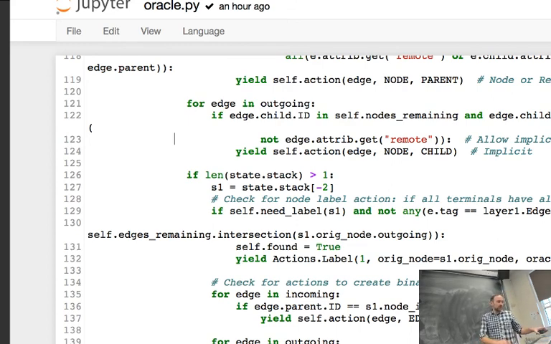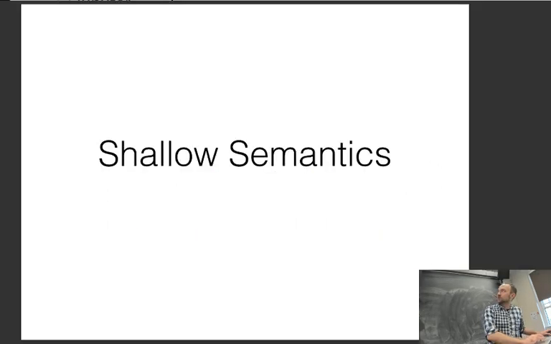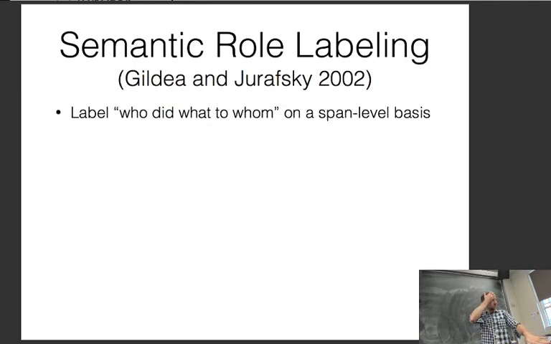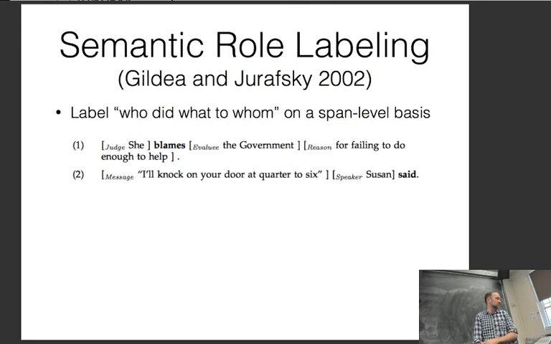So the final thing I'm going to talk about this time is shallow semantics. The most common version of it is semantic role labeling, but basically it's labeling who did what to whom on a span level basis. So the example is: she blames the government for failing to do enough to help. Blame is a semantic role. And when you blame somebody, there is a judge that's blaming somebody. That judge evaluates somebody, and there's a reason why they're blaming somebody.